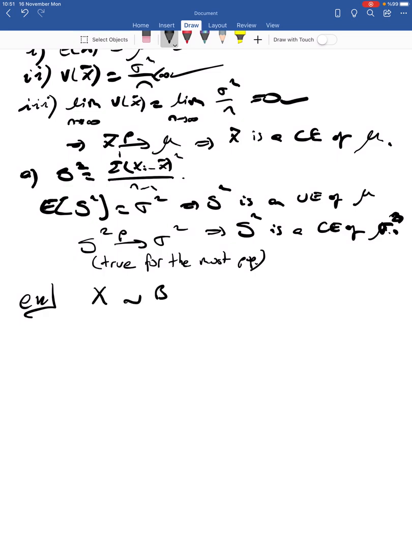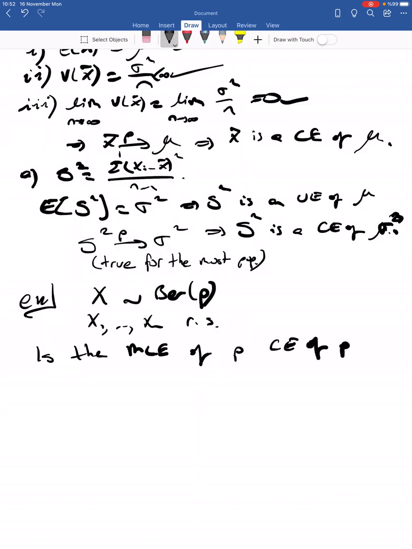So let's say we have binomially distributed random variables with success probability p, and we have a random sample of size n. Is the MLE of p a consistent estimator of p? Okay, so this is our question. So let's first find the MLE of p. Let's write the likelihood function. For this one, we already know the MLE.